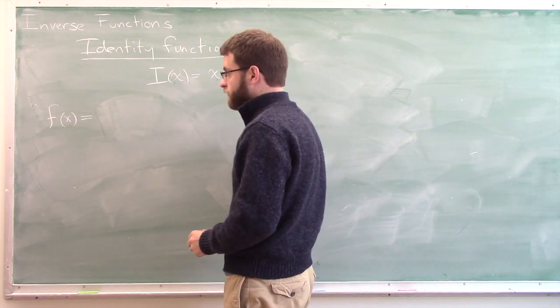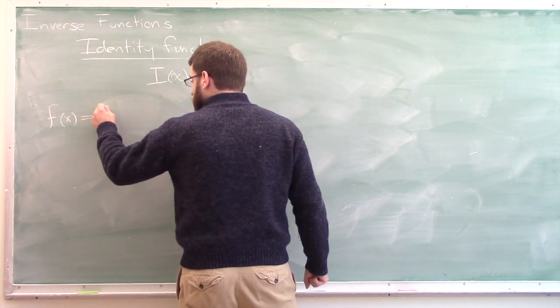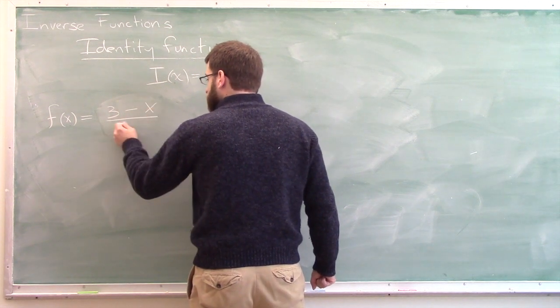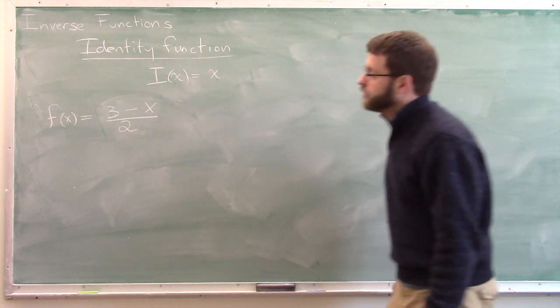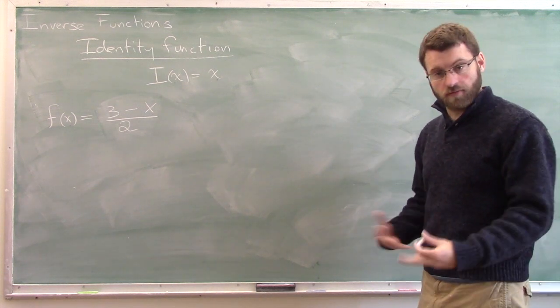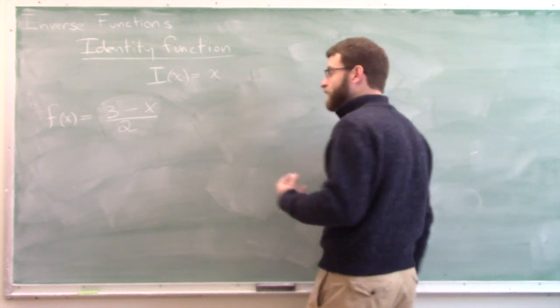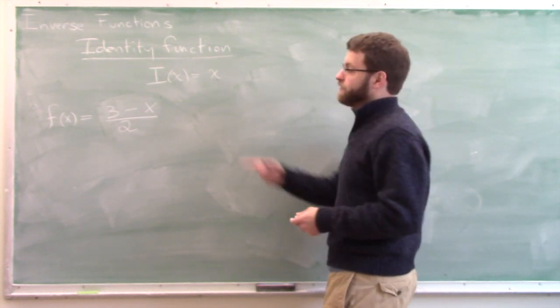Let's say that f of x is equal to (3 minus x) divided by 2. Okay, so there's another kind of simple function that we might be dealing with. And we want to find its inverse. How do we find the inverse of this function?